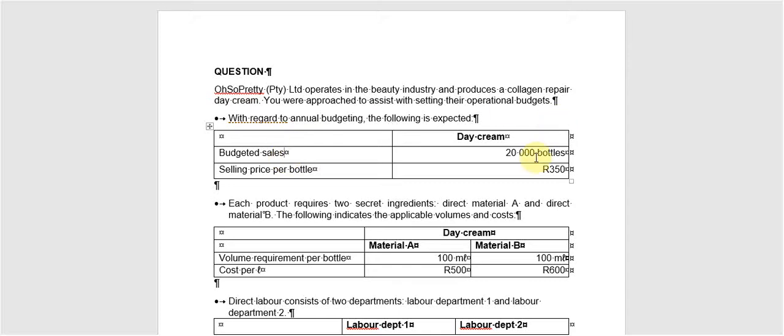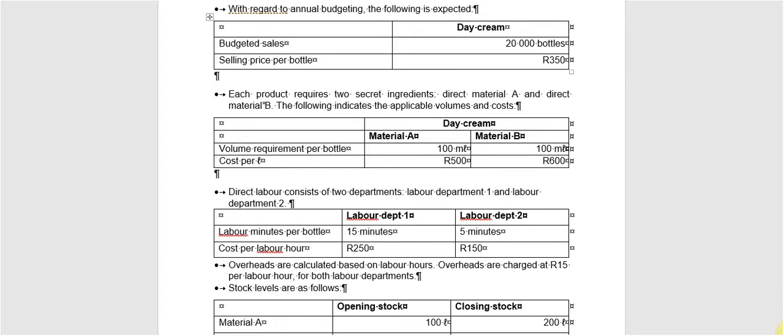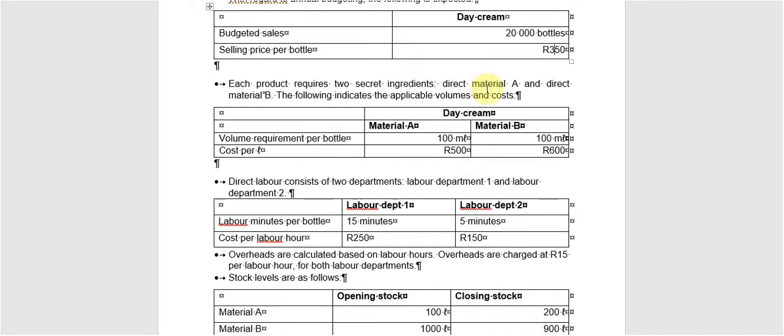So they have a budgeted sales of 20,000 bottles of day cream, and the selling price per bottle is 350 Rand. Each product requires two secret ingredients, direct material A and direct material B, and the following indicates the volumes and costs. The volume requirement for material A is 100 milliliters and for material B is 100 milliliters. And then they say the cost per liter is 500 Rand and 600 Rand respectively. I'm going to center these.